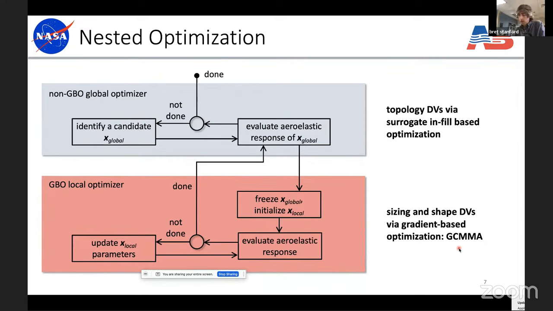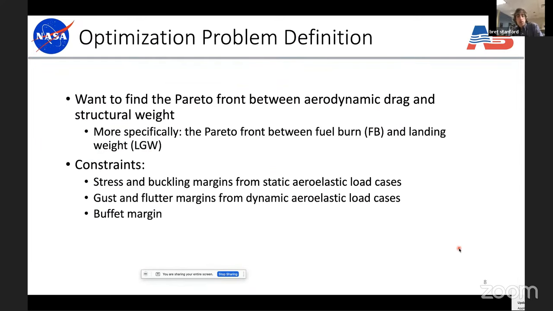The optimization problem that we were after is to try to find a Pareto front, an optimal trade-off, an optimal compromise between aerodynamic drag and structural weight. We don't need to get into the details of why this is, but for subsonic transport aircraft, which is what we're interested in, designs that are aerodynamically optimum tend to be heavy. And on the other side, designs that are structurally lightweight tend to be a little draggy. So this is the trade-off.